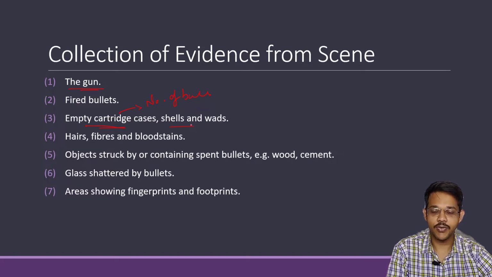Empty shells in shotguns or barrels should be collected. Hairs, fibers and blood stains found at the scene of crime have to be collected for analysis. Objects struck by or containing spent bullets, like wood or cement in the walls, may hold some trace evidence left by the bullet, which has to be collected. Glass shattered by the bullets has to be collected. Areas showing any fingerprints or footprints have to be noted down and collected using POP materials.